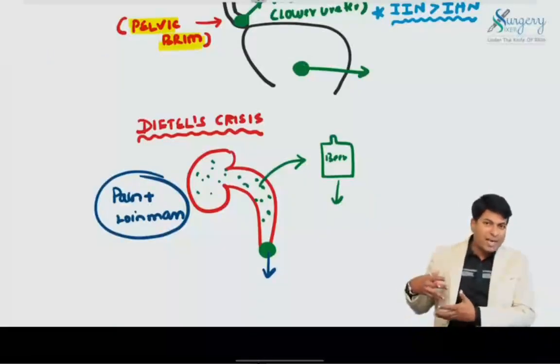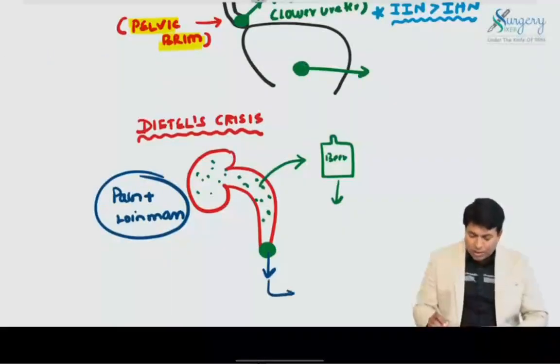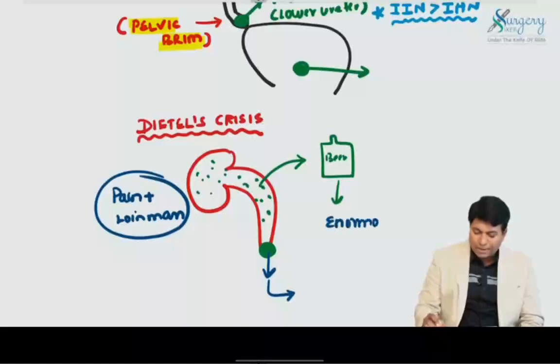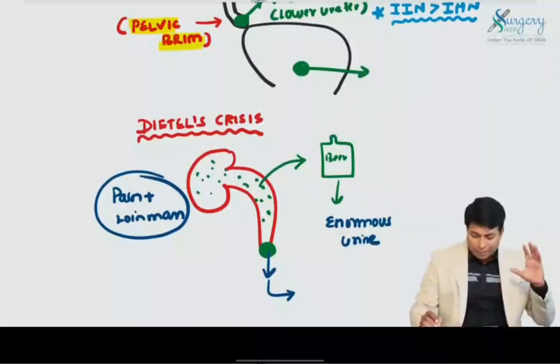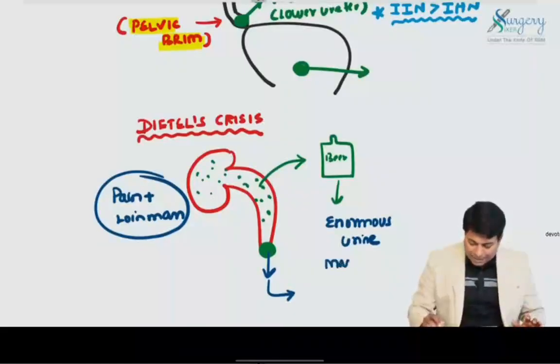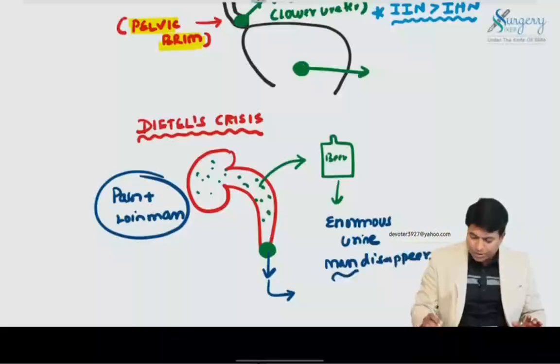Severe pain and loin mass will be there. He takes a bottle of alcohol. The stone passes out and the patient passes enormous urine. Enormous urine is nothing but that obstructed urine comes out and the obstruction gets relieved. Obstruction gets relieved, mass disappears. So this is known as Dietl's crisis.